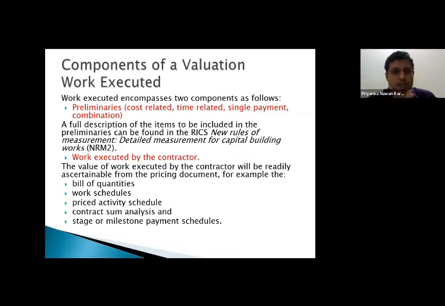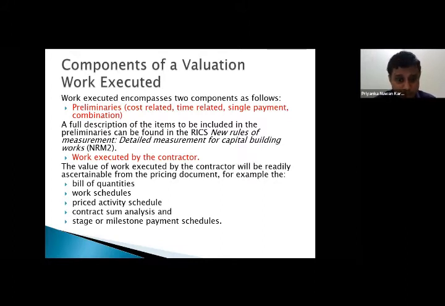Then the works executed by the contractor, right? Now, as I have told you, there are different ways and means of identifying work executed by a contractor. Suppose the contractor is working without a contract. How do you assess the work executed by the contractor? Is he eligible for a payment for the work executed by him or her, right?